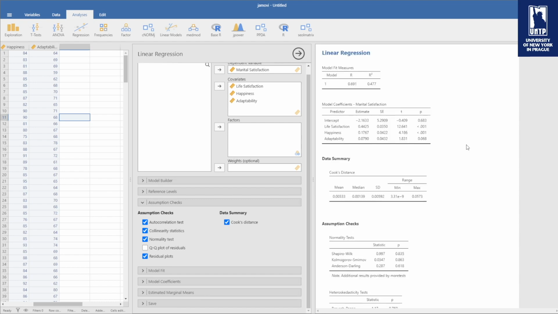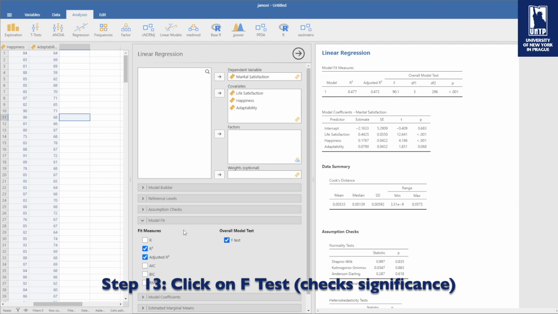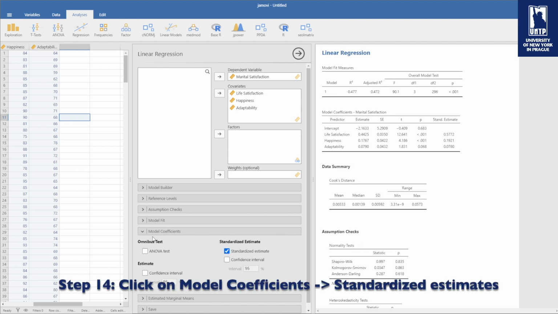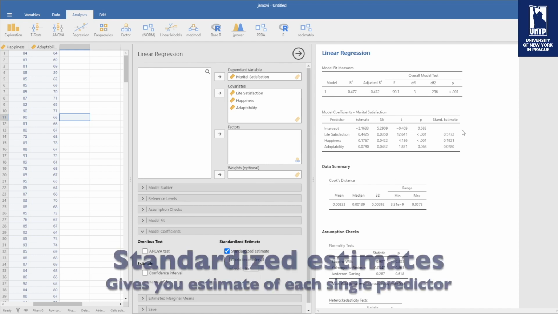So, once we've checked our assumptions, we can finally go into the regression analysis. We close the assumption checks tab, we go into model fit, and here it's usually up to the statistician. However, I would recommend for multiple regression to go with adjusted R-square. You can remove these two, or you can keep them if you prefer. You also have to have the F-test in order to check the significance. Finally, we can check the standardized estimates in order to test the second hypothesis, which the standardized estimate tab will give us, as you can see, an estimate of each single predictor.